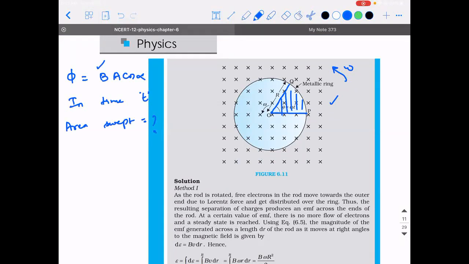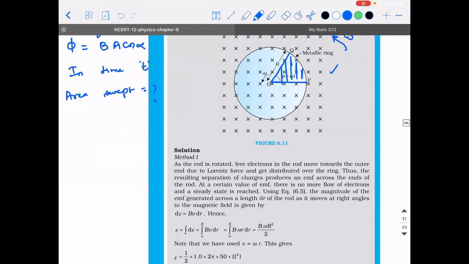Understand one thing, guys. B is a constant. Why is B a constant? Because it's a uniform magnetic field. Alpha is 0 degrees. I told you for 2 dimensions, you take the direction of magnetic field and area to be the same direction. So the area swept by the rod in time keeps changing.